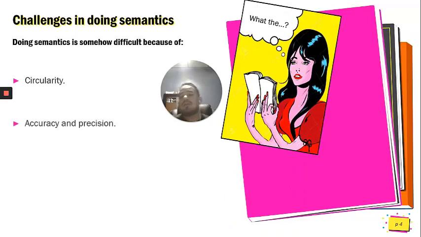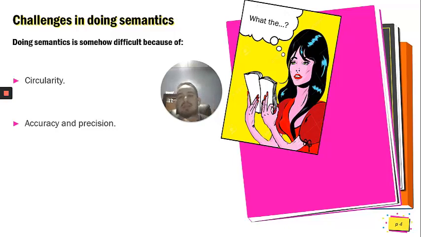Now, on the other hand, we have the challenge that accuracy and precision represent. But what do they stand for? Well, accuracy refers to which meaning we choose or identify as exact in a language. The scientific meaning, for example, or maybe the popular meaning.